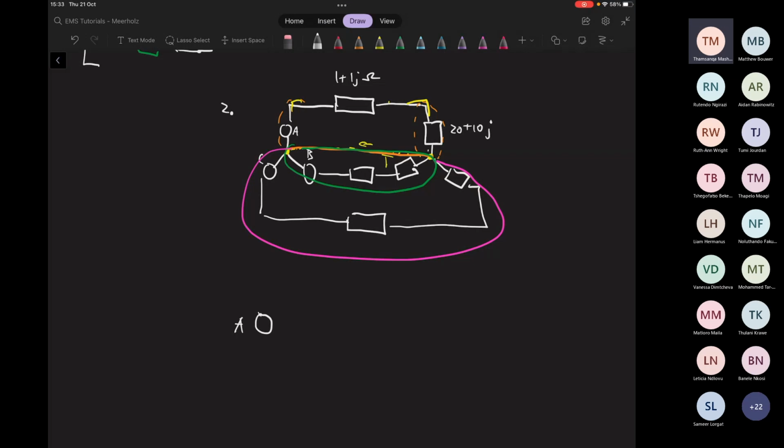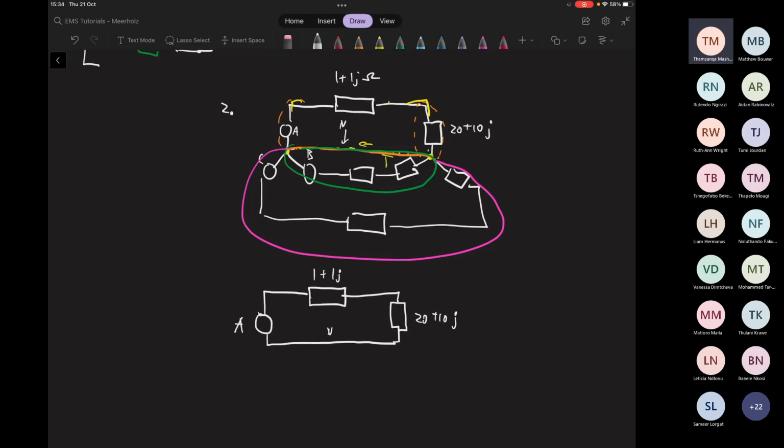So if I want to draw phase A by itself, I can do something like this. So now we're just drawing the circuit. Here's that neutral wire, that's this wire over here. And here's going up to the load, 20 + 10j.